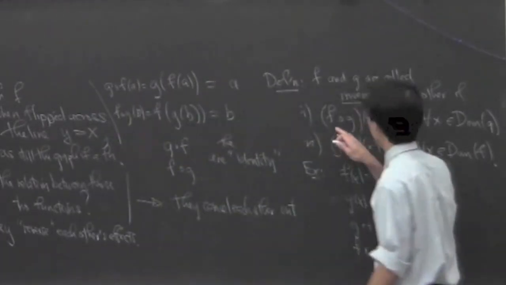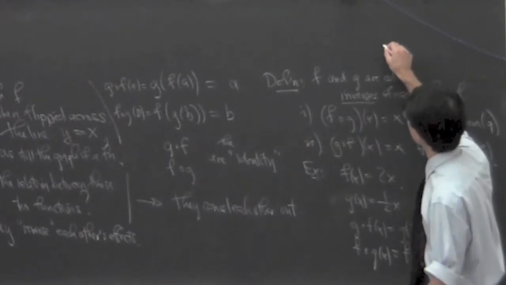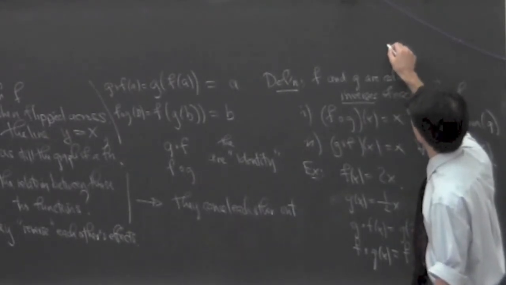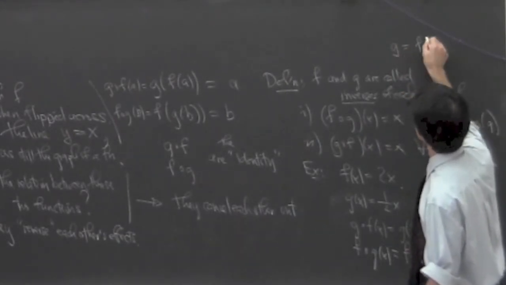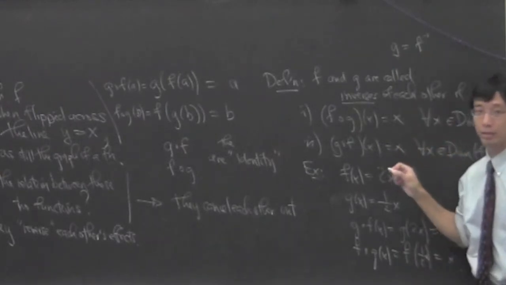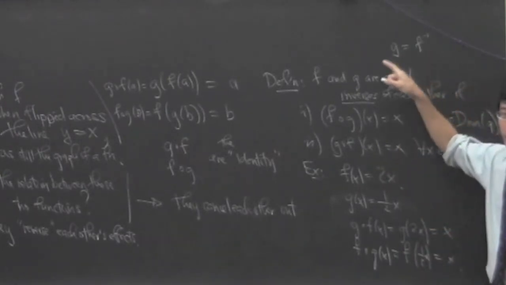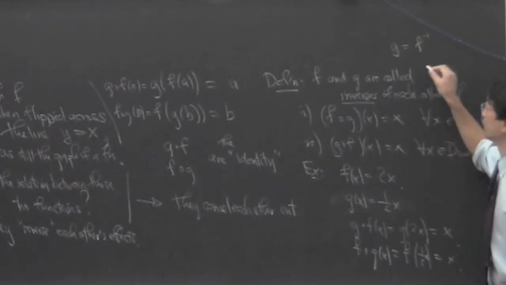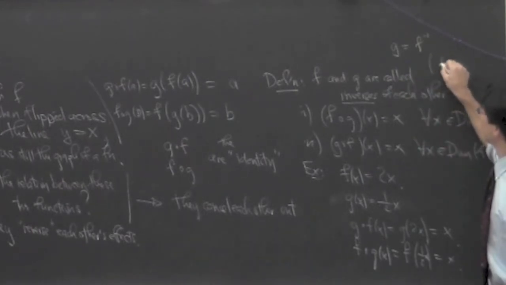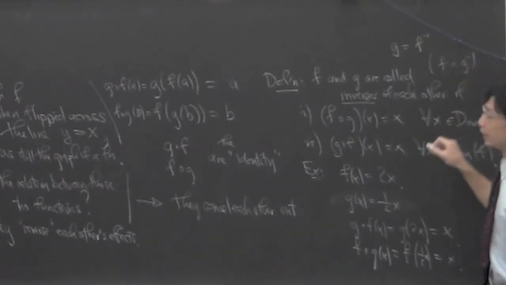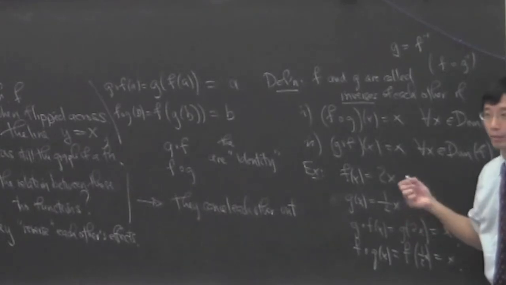We usually abbreviate this, we notate this by saying that g is f to the negative 1. g is f inverse. This is how we read it. Same thing, you could just as well write that f is g inverse. They're inverses of each other.